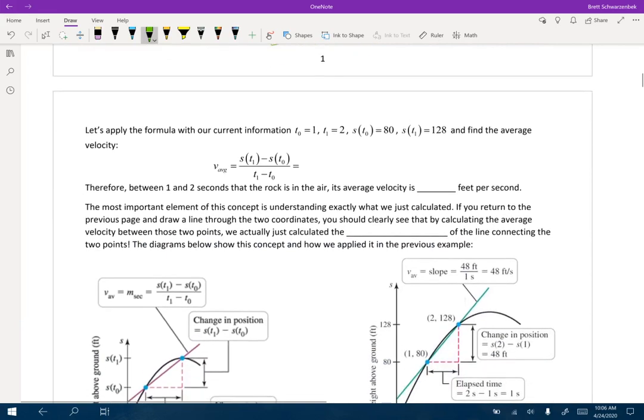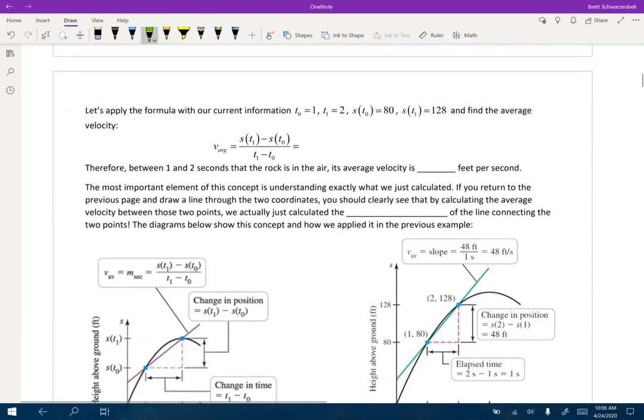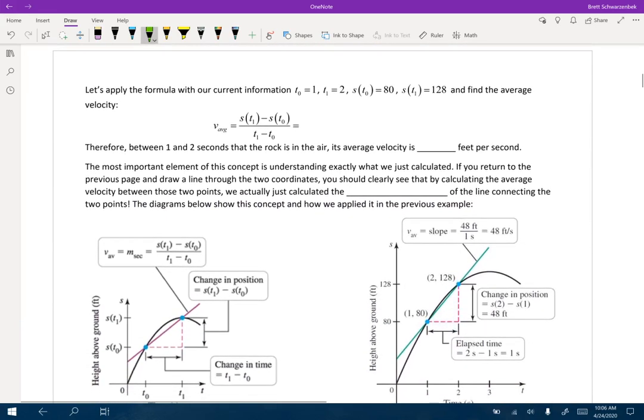We're going to use this to calculate on the next page. So what is the average velocity over that time span? Well, we have these values already. We know the 2 times and the 2 distances, so we're going to plug them in. 128 is the further distance minus the earlier distance, 80, in this case height we're talking about. The later time is 2 seconds, the earlier time is 1 second. So we get 48 over 1, which is 48.